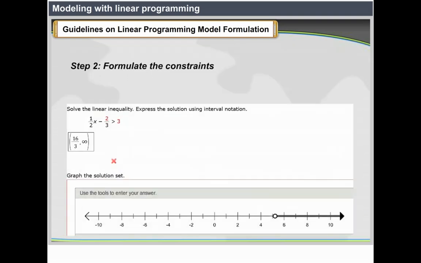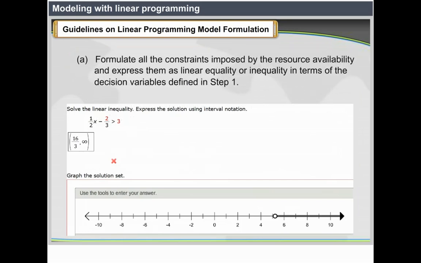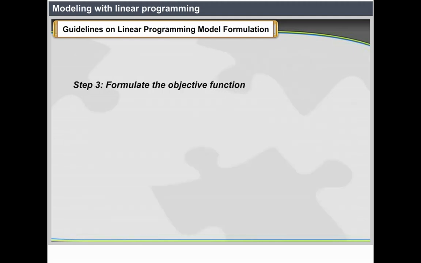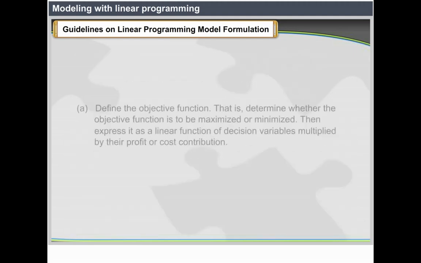Step 2. Formulate the constraints. Formulate all the constraints imposed by the resource availability and express them as linear equality or inequality in terms of the decision variables defined in step 1. These constraints define the range within which values of decision variables can lie. Wrong formulation can lead to either solutions which are not feasible or excluding solutions which are really feasible and possibly optimal.